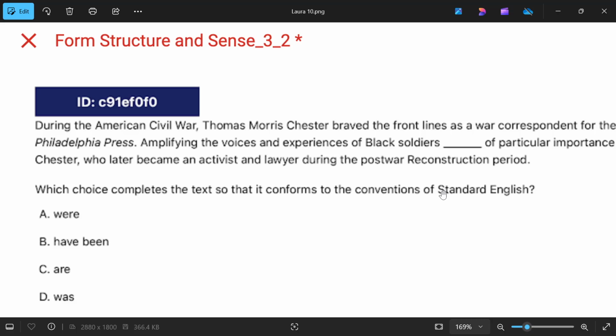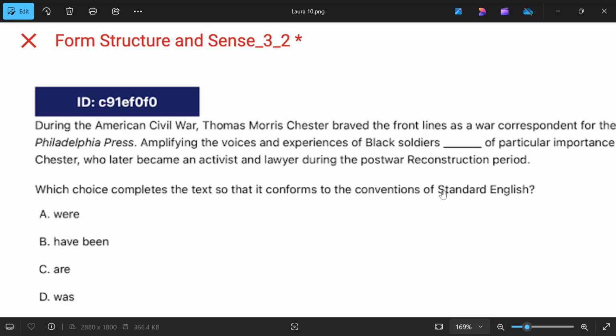To know verb tense or number, I have to look at the context. Whatever they're talking about has to remain in the same verb tense. And then I have to look at the noun that this verb goes with. Is it a singular noun? Is it a plural noun? So let me read this.